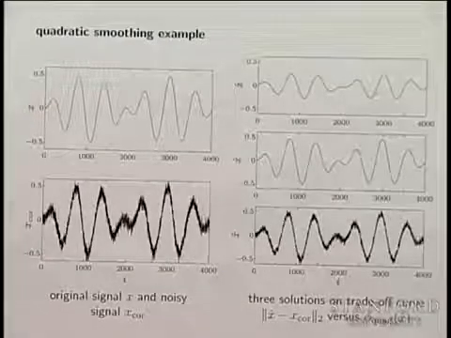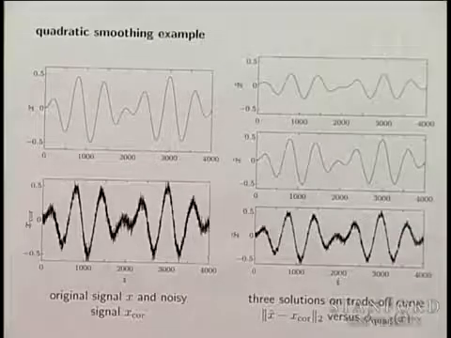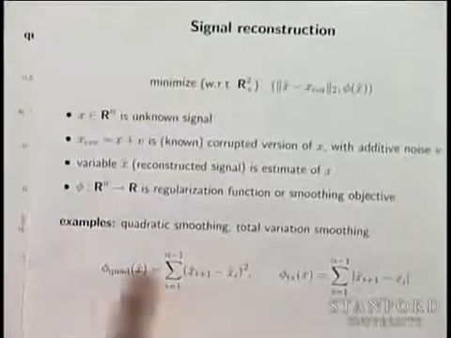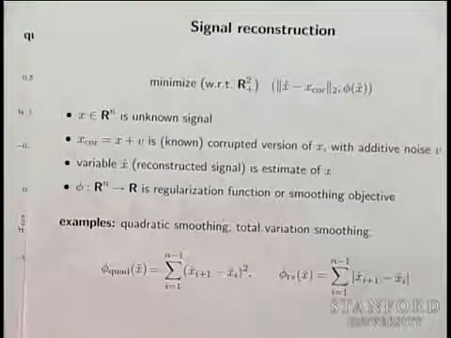Okay, so by the way, guess what? If you regularize with this, guess what you get? You get a low-pass filter. Is it causal?